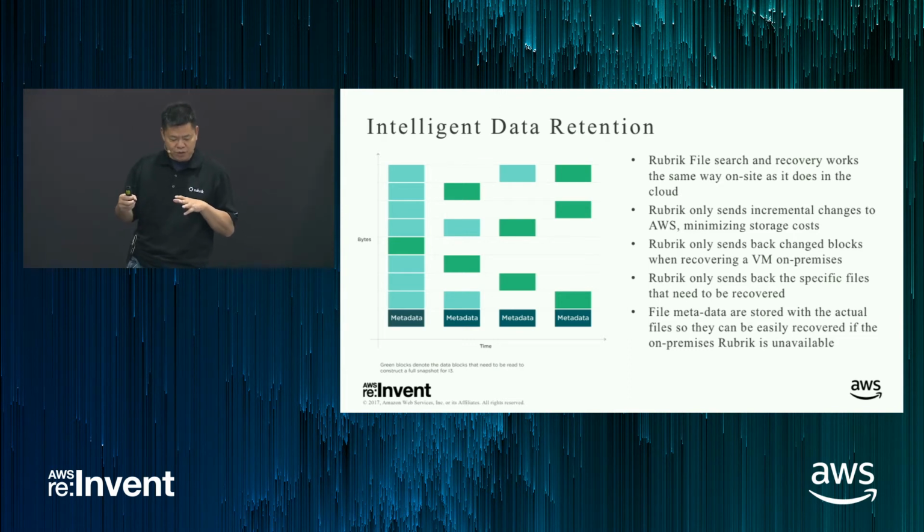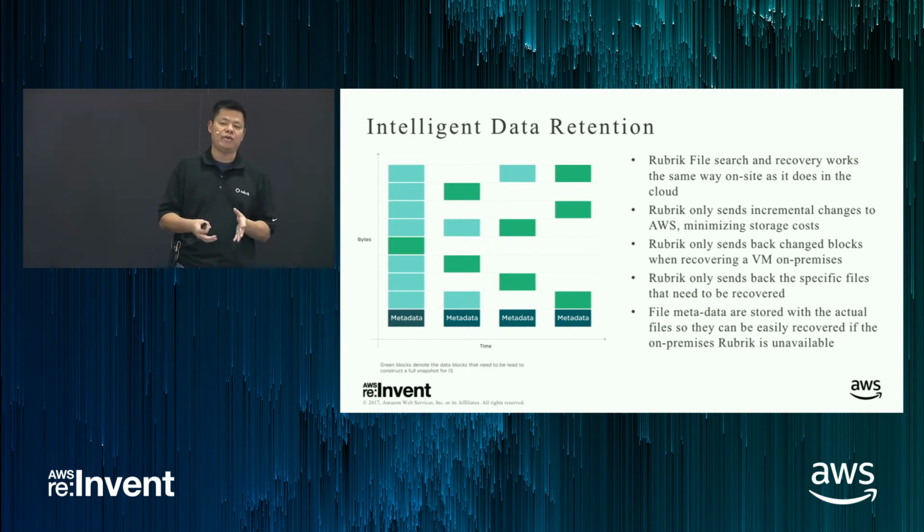And finally, we also have a way to make sure we intelligently send the metadata for each file along with the backup file, so that in a disaster where you lose your on-premises Rubrik infrastructure, you can actually spin up another Rubrik cluster very quickly and reattach to your S3 archive and recover data quickly. So that's some of the ways we've built intelligence into the way we archive to S3.